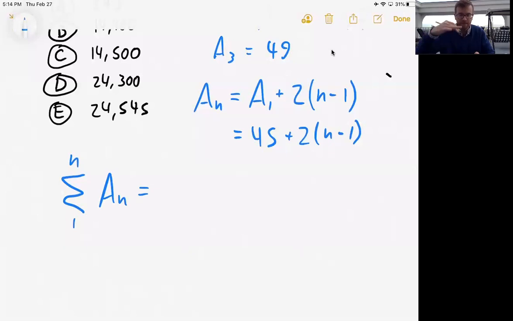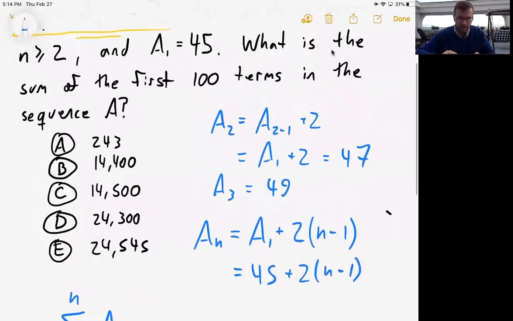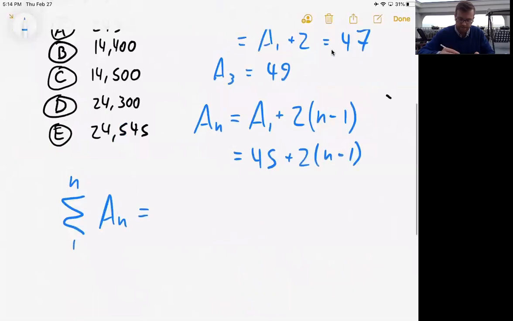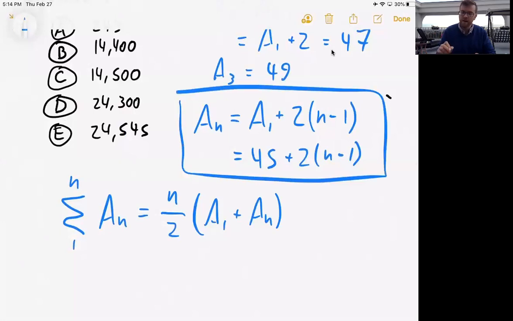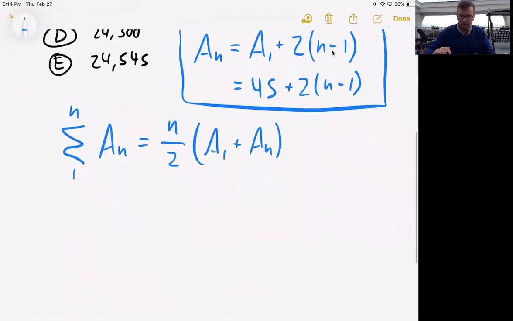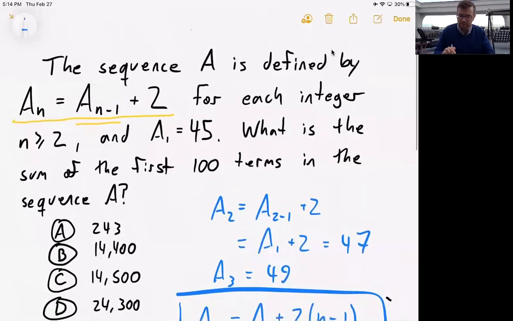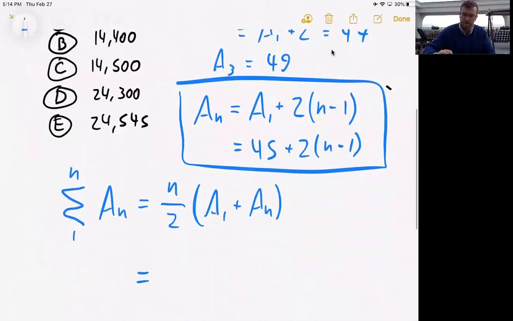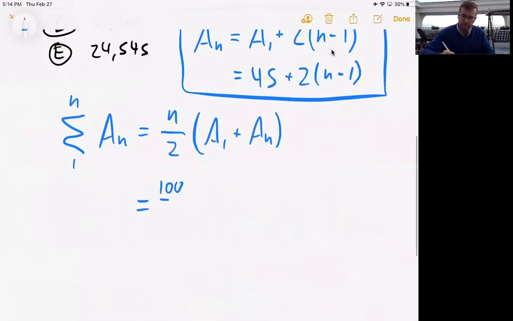At any rate, the sum of an arithmetic sequence from 1 to n is n over 2 times the first term plus the last term, or the nth term. With this definition of A of n, it's much easier to do this problem now. Remember, they want the sum of the first 100 terms, so we'll say n is 100.